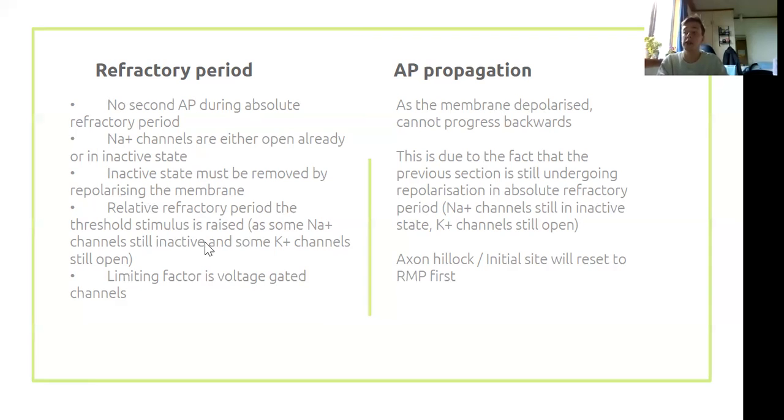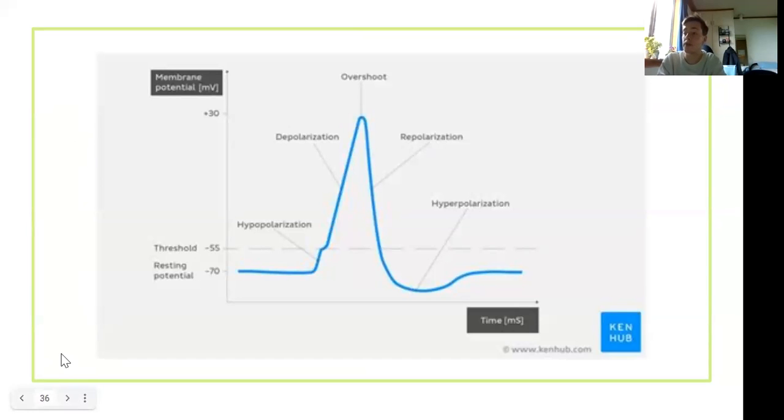You also have something called a relative refractory period. You know how I said before that you need to get to about -50 millivolts. Well, in the relative refractory period, you can still get an action potential, but rather than -50, it might be -30, because the threshold is raised. And in this case, the limiting factor is these voltage-gated channels.